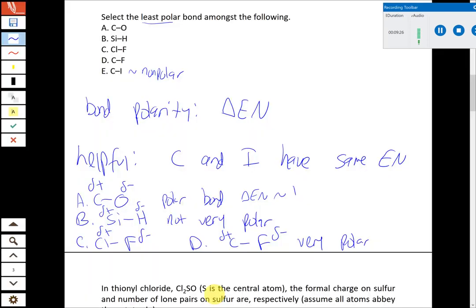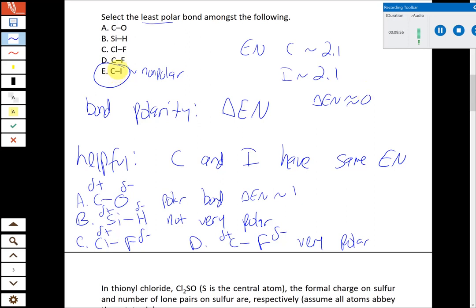So the only one that looks like it's going to be the correct answer, which again is not the most obvious, but I understand why a lot of us got this wrong, is choice E, CI, which is going to be the least polar bond because carbon and iodine have basically the same electronegativity. Electronegativity for carbon is around 2.1, the same with iodine. I believe they're about the same on the Pauling scale, which means that the difference in electronegativity between these two is 0.